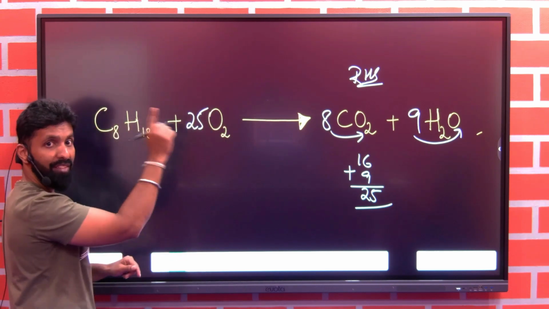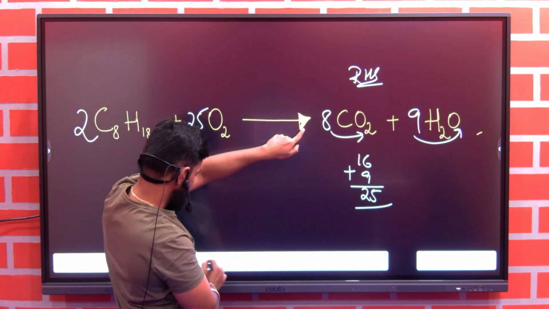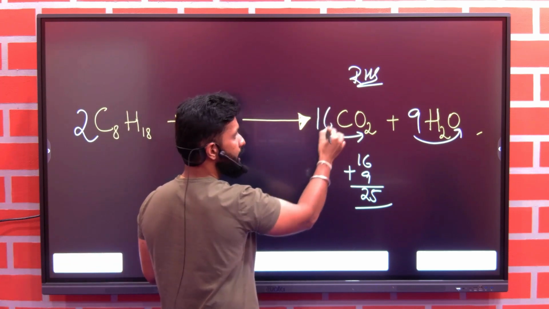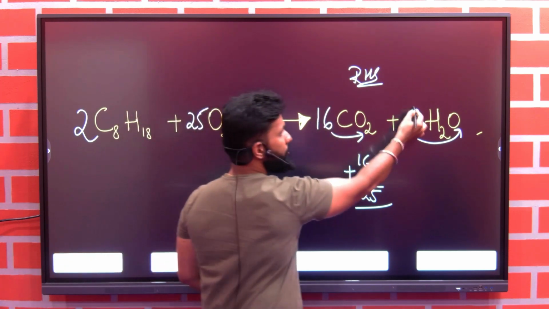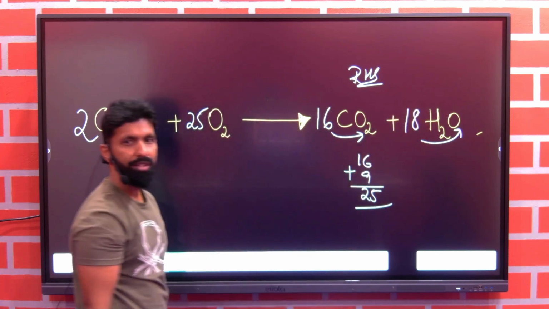I multiply everywhere else. So 2 here, 8 gets removed, and I write 16. 9 gets removed, and I write 18. The equation has got balanced.